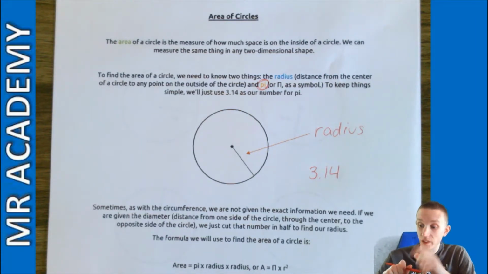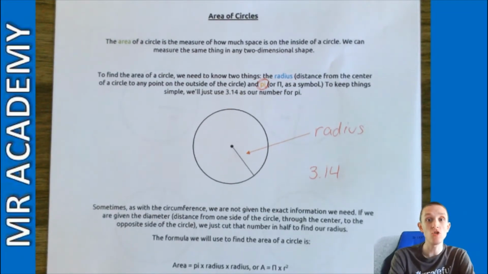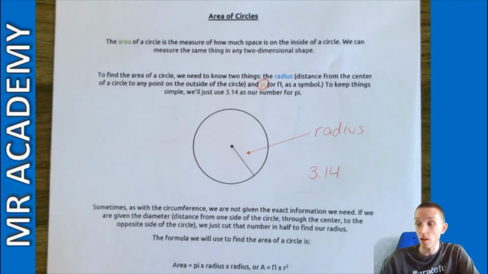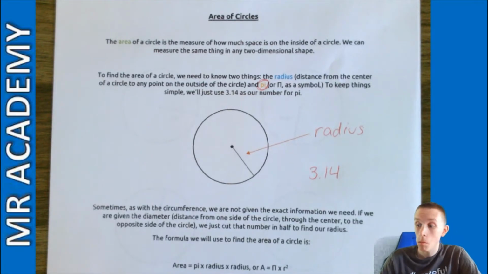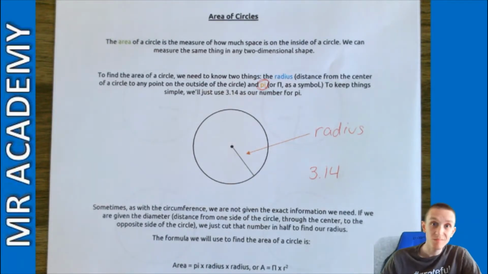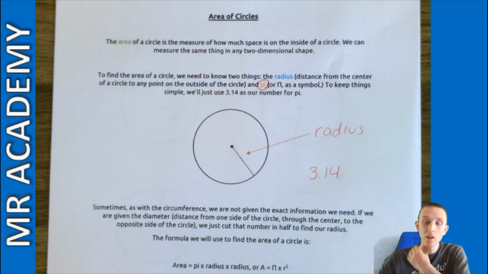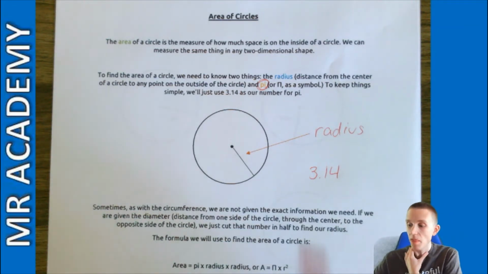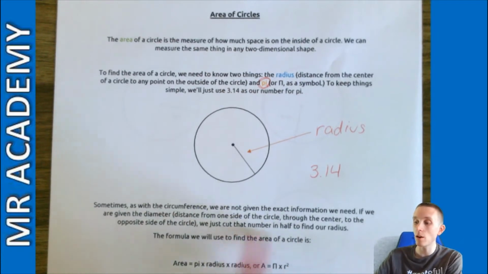Now, sometimes, just like we talked about with circumference, we are not given the radius. Just like in circumference, sometimes we're not given the diameter. Sometimes we are given just the diameter in this case, and we have to find the radius. Well, all we have to do is work backwards. If we are given the diameter, we just have to cut that in half. Okay? That's all it is. We just cut that number in half.